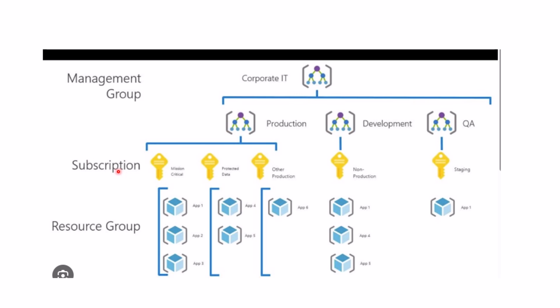The bottom line is that you have the management group at the top, then you have subscriptions, and then you have the resource groups. The individual resources are within the resource group. So the smallest component of this tenant would be the resources themselves, for example a VM. The resource group will have the VM, the subscription has resource groups, and so on. So this is what we are talking about here.